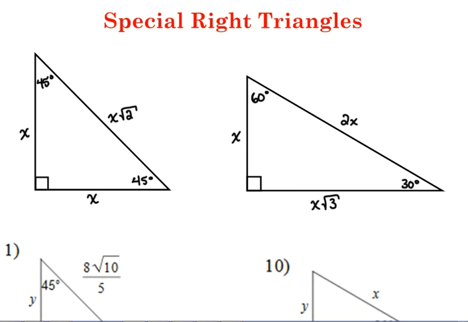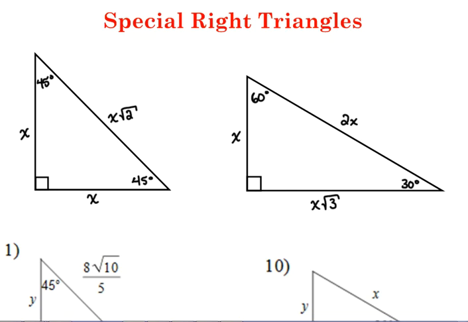So the relationship that always exists with a 45, 45, 90 triangle is that the sides across from the 45 degrees are the same, and we call them x. The hypotenuse is always that value times the square root of 2.